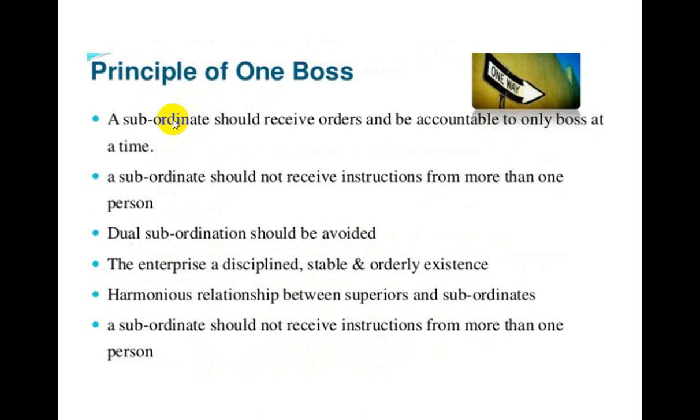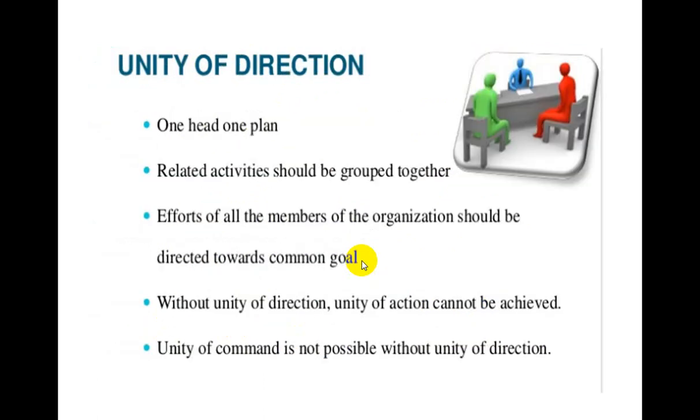Principle of one boss: a subordinate should receive orders from and be accountable to only one boss at a time. A subordinate should not receive instructions from more than one person. Dual subordination should be avoided. The enterprise is a disciplined, stable and orderly existence, with harmonious relationship between superiors and subordinates.